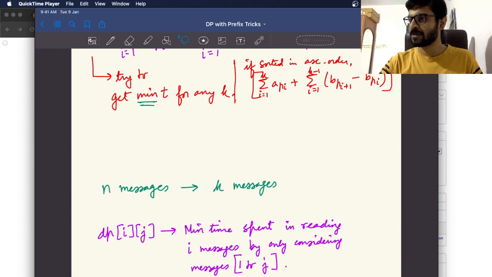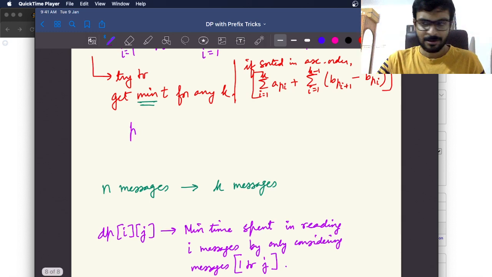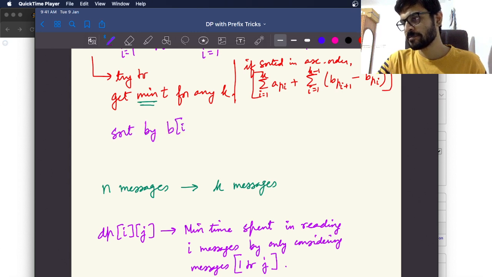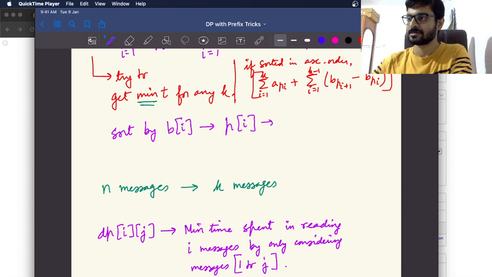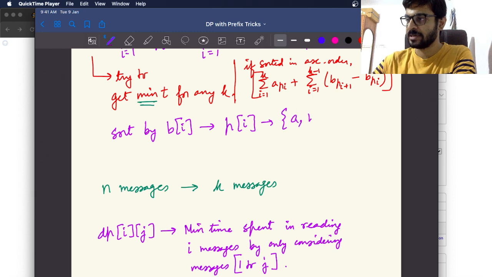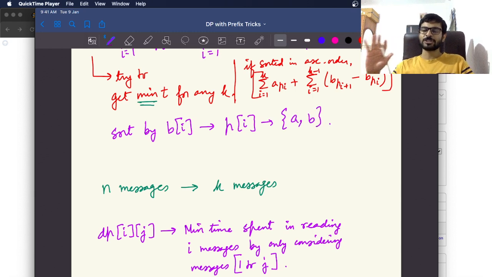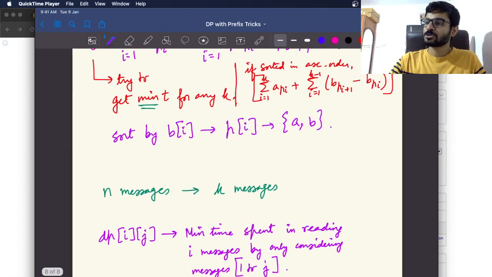We can basically say we will fetch the pairs in some p. We'll sort by b, and that will give us a set of pairs p, where pi basically is going to have a and b. So the pis will be the pairs of A and B sorted in the order of B. We'll be using that. Now how to solve this?